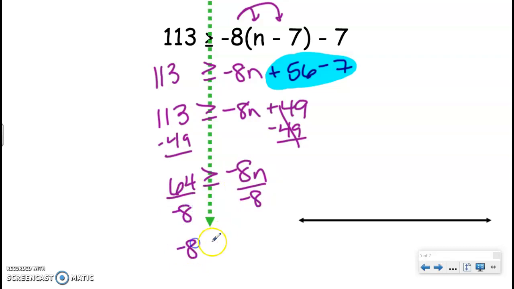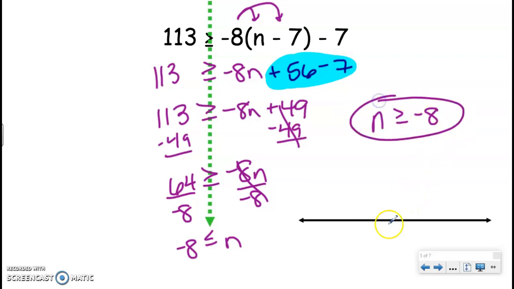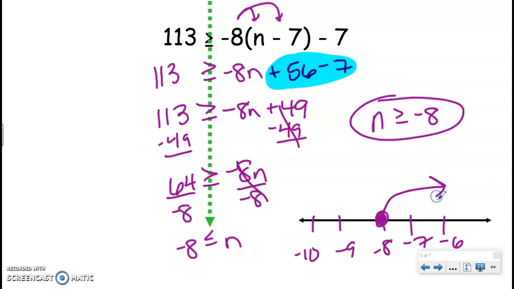Because I divided by a negative, I need to flip my inequality sign over. So I get negative 8 is less than or equal to n. To make this easier to graph, I'm going to put that n first, which means I have to flip my inequality sign again. So my answer is n is greater than or equal to negative 8. So I'm going to label my number line there. I have a closed dot again, and this time my sign is pointing to the right, so I'm going to shade to the right.